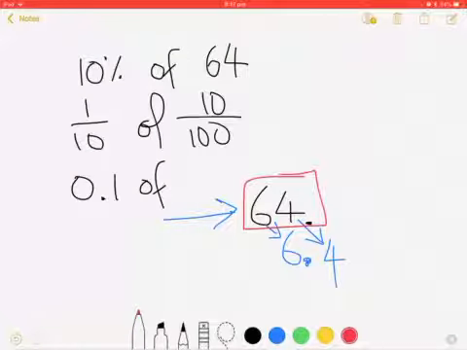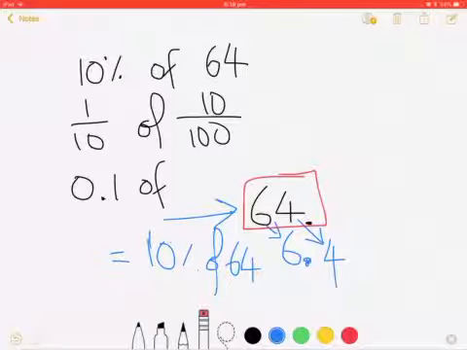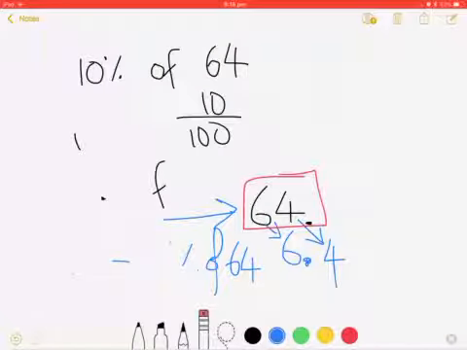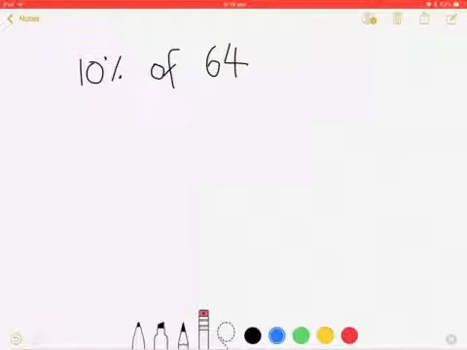So 6.4 is 1/10. 6.4 is 10% of 64. Okay, that, I guess, isn't too bad. Well, what if my question wasn't something like 10%? What if my question was 12%?